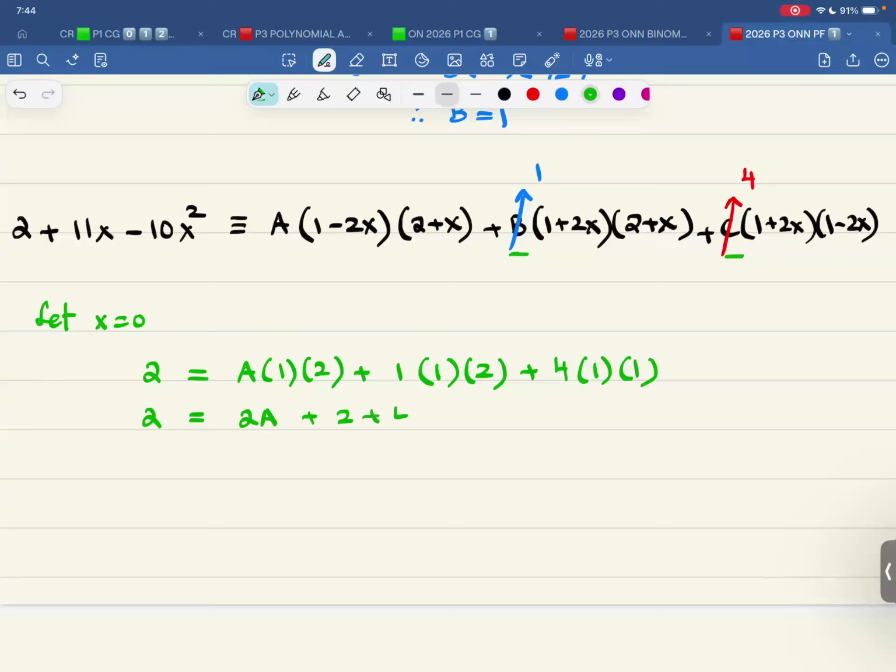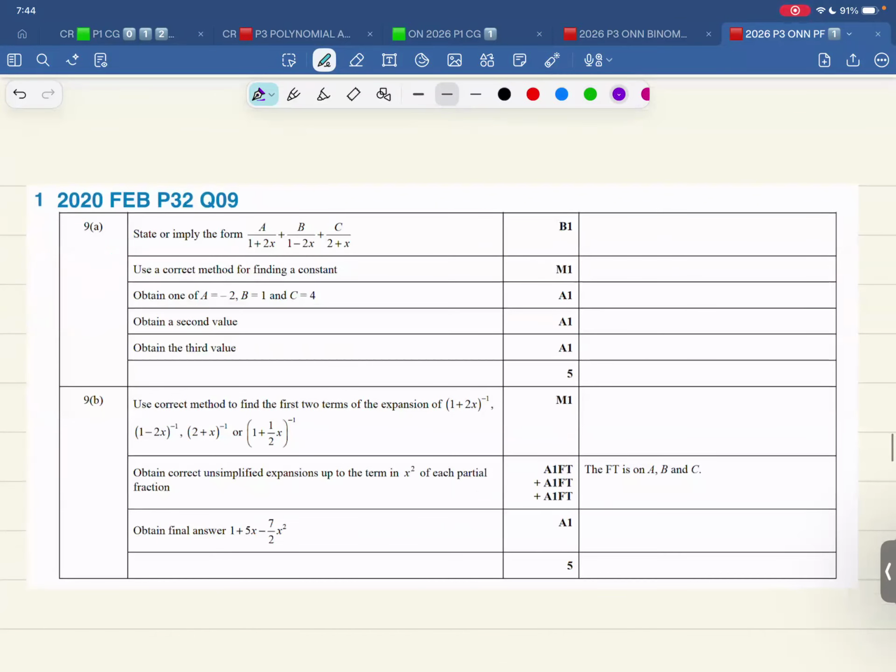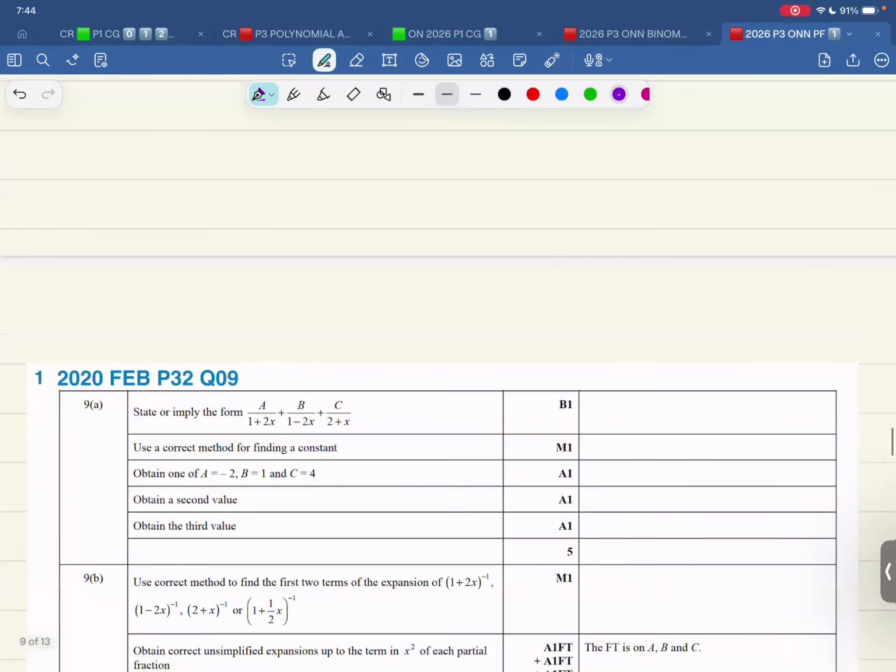This is 2, this is 4. Now these two will also cancel out. 2 and 2 cancels out. 2a is equals to negative 4. Therefore a comes out to be negative 2. So I found the value of a, which is negative 2. And yes, the answers are over here, negative 2, 1, and 4.